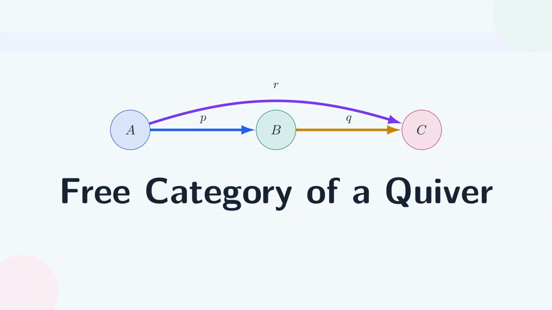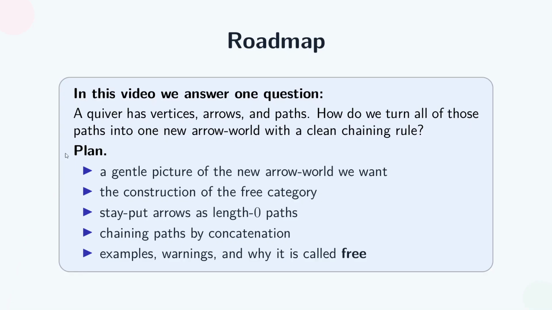Welcome! In this part of our journey, we are going to explore the free category of a quiver. The main question of this video is very natural. A quiver already gives us vertices, arrows, and also paths that we can trace by following arrows one after another. So the question is, how do we turn all of those paths into a new mathematical world where paths themselves become arrows and where chaining them together becomes an official operation? That is exactly what the free category does.